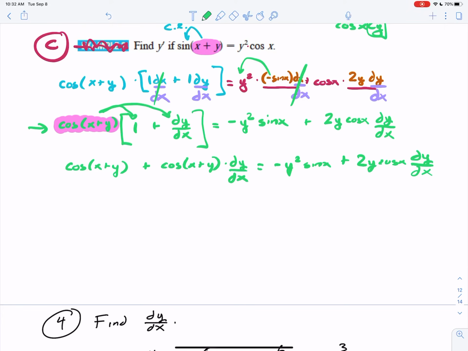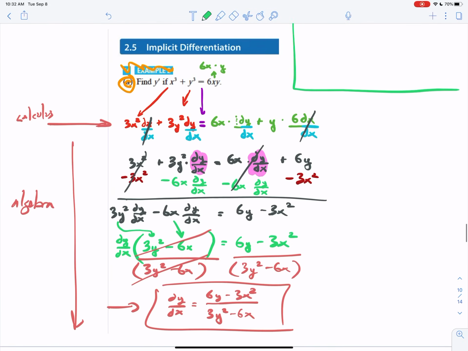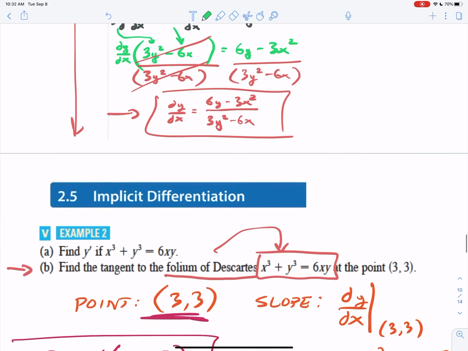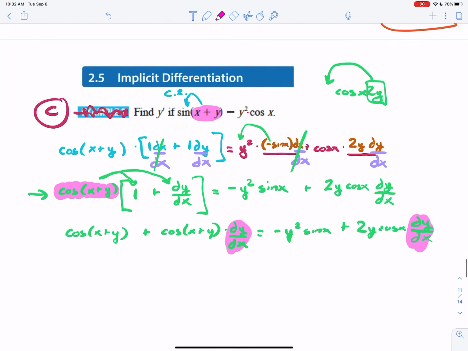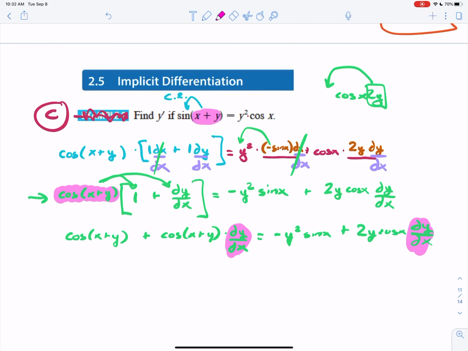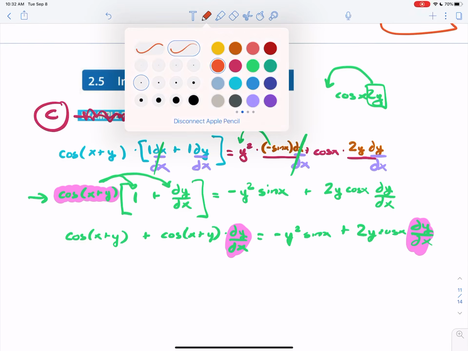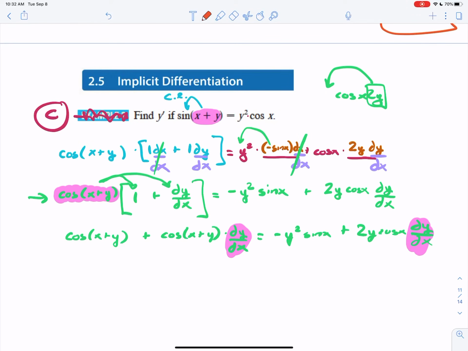And then now we're back to what we had in part B, where we had dy dx's on both sides of the equation here. So what we want to do is bring everything towards the left. Now I'm going to write out the steps, but then I'll show you how to cut corners here, okay? So to move this over, I have to go opposite.